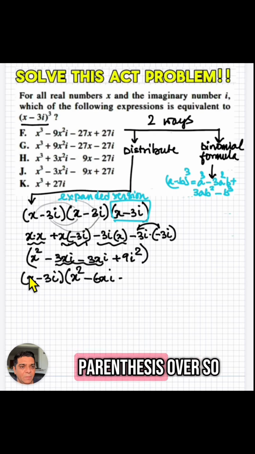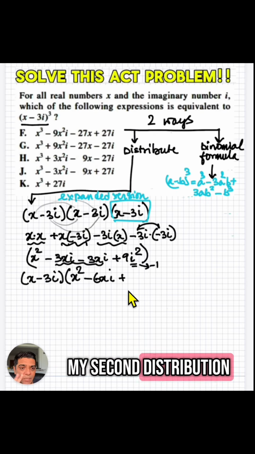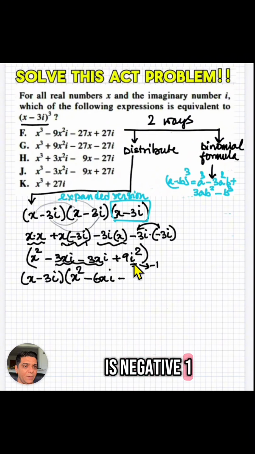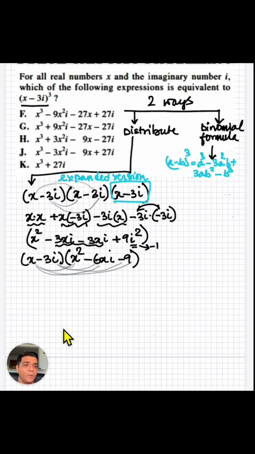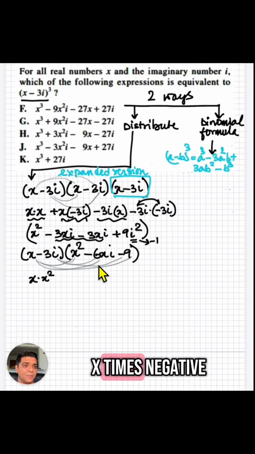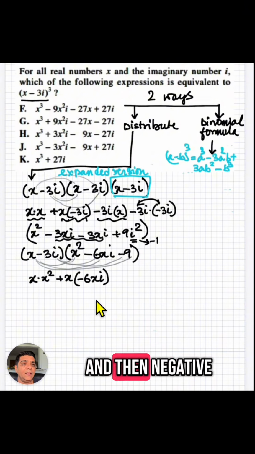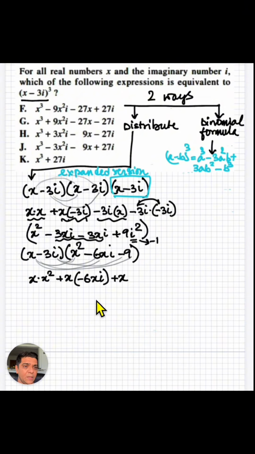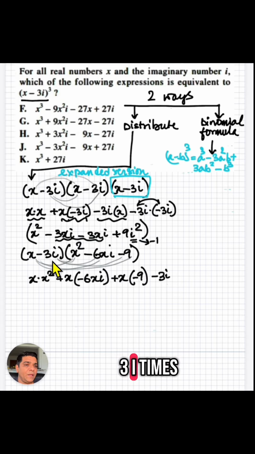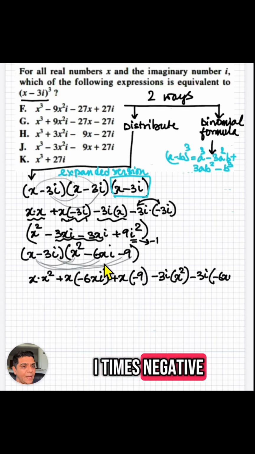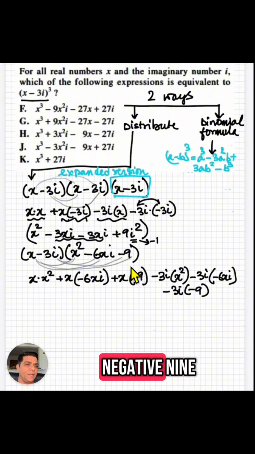I just brought my third parenthesis over so I can do my second distribution. So i squared is negative 1, so 9 times negative 1 is negative 9. And I just added these two like terms together into minus 6xi. So let's do our second distribution. x times x squared, and then x times negative 6xi, and then x times negative 9, and then negative 3i times x squared, and negative 3i times negative 6xi, and then negative 3i times negative 9.